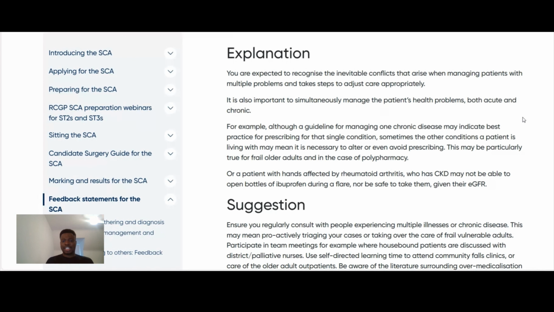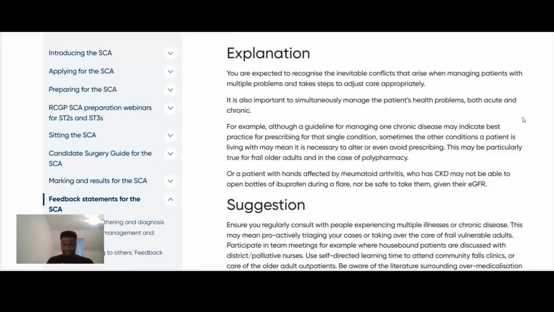So it is important to simultaneously manage a patient's health problems, both the acute one and the chronic one, because the patients we are seeing in primary care, they are complex patients with multiple things happening at the same time, with an interesting interplay between both acute, chronic, and social issues all happening at the same time. So it is important that our decisions are taken in cognizance of how they may affect other long-standing things, other acute things, or other social things.